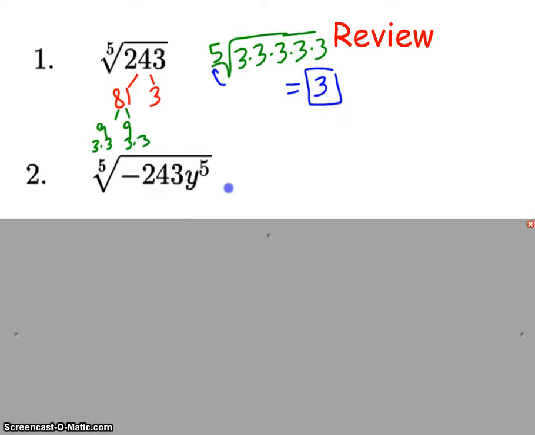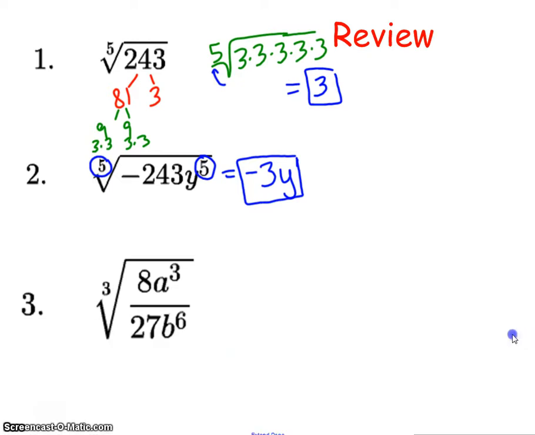Number 2, same idea, the fifth root of negative 243. We did that already, but because it's negative, it'll be negative 3. The difference with 1 and 2 is that you have a letter with an exponent. You're going to divide the exponent by the root. Since it divides evenly, 5 divided by 5 is 1. Your exponent will be 1, so it'll be y to the first power. You don't need to put a 1 there, so just put y. The answer is negative 3y.